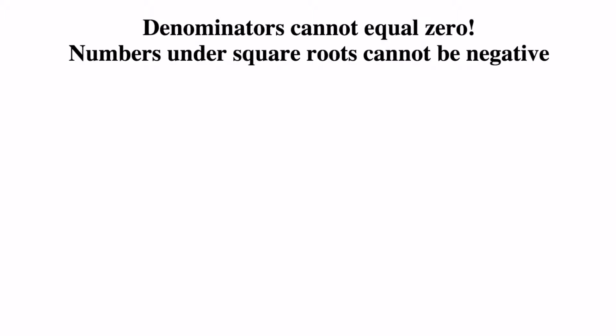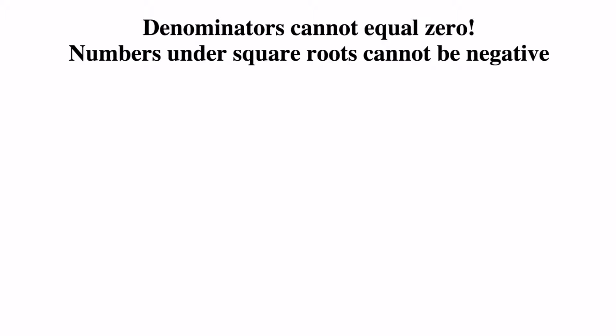The second key important rule that needs to be remembered is that numbers under square roots cannot be negative. So if we have an expression of x underneath a square root, we'll always have to make sure that that expression is greater than or equal to 0. Now, keeping those in mind, let's go ahead and see how we can find a function's domain.